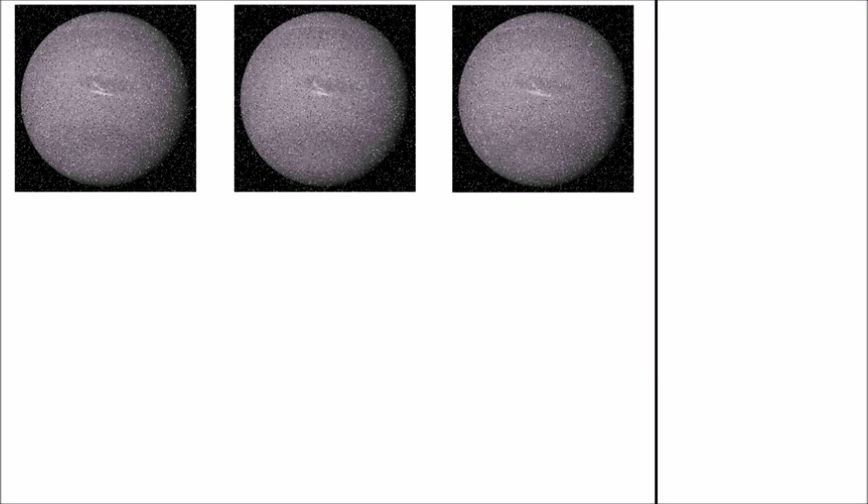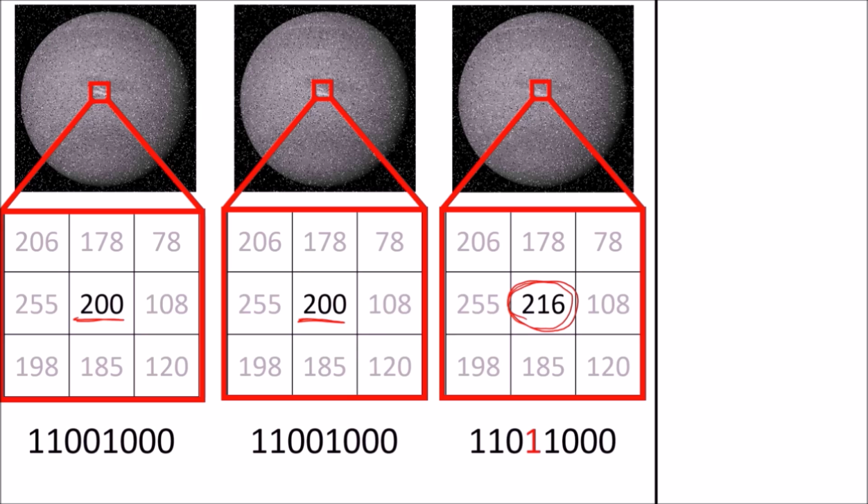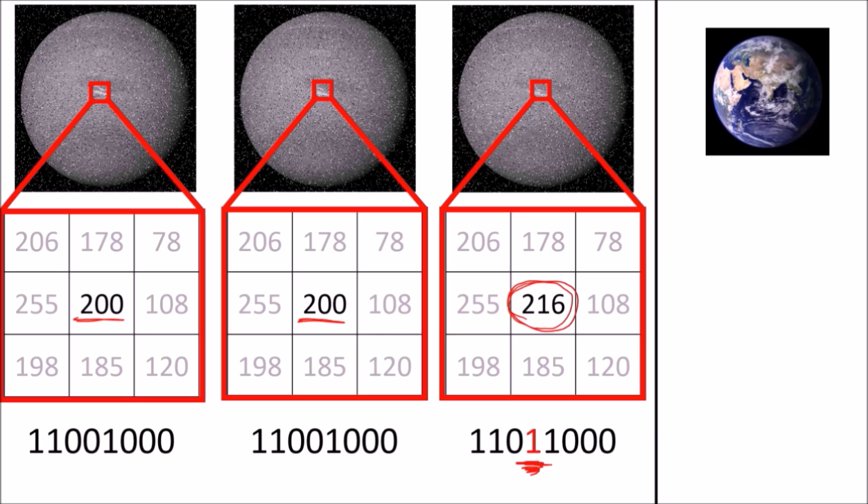So we have our 3 copies of the image here, and each one has been corrupted in different ways. Now, if we zoom in on a small region of the image, we find that the pixel values look like this. So you'll notice that the first 2 copies agree with each other, but in the third copy, there's been an error, and that's because in the binary stream of 0s and 1s, one of the 0s got flipped to a 1 due to electromagnetic interference. So let's pretend that we get all this data on Earth. How do we fix the mistake?